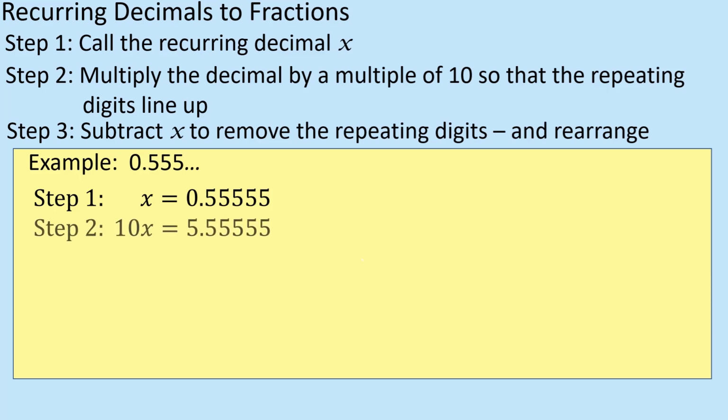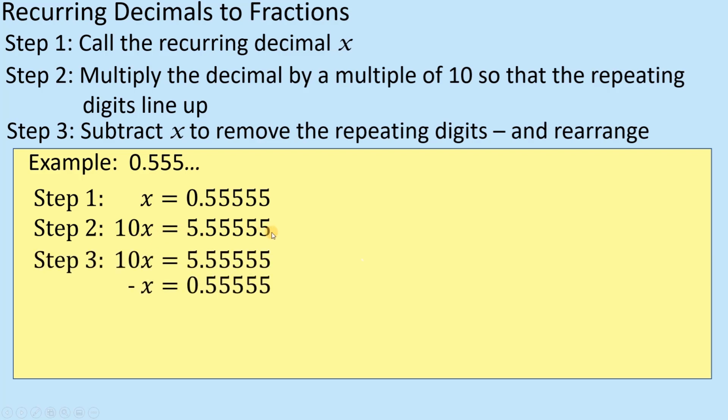So in this case, we're going to times it by 10. So 10x equals 5.555. What we're doing is lining up the numbers so where the decimal point is. You are then going to do this line, take away this line, and that's what they've done here. So that line, take away that line. They've rewritten it, so you can do that, take away that.